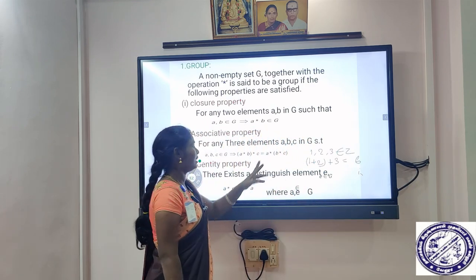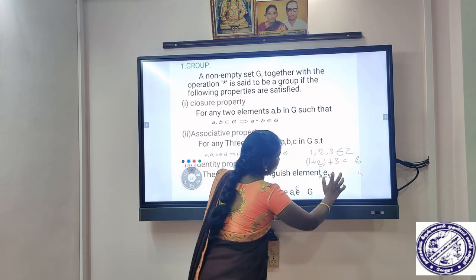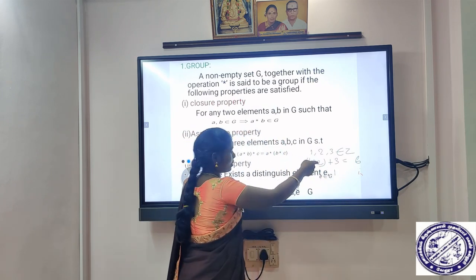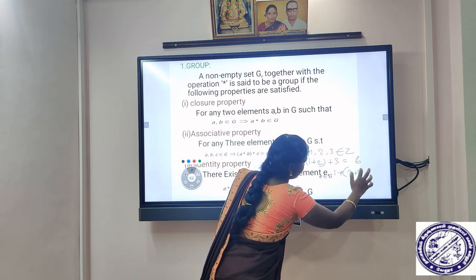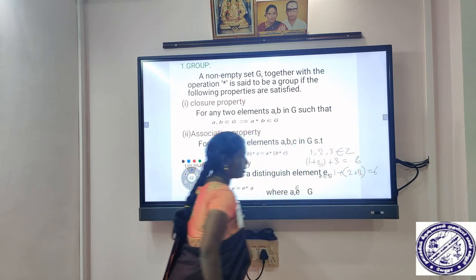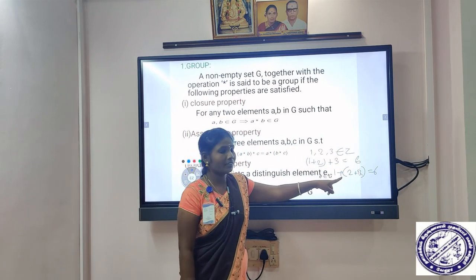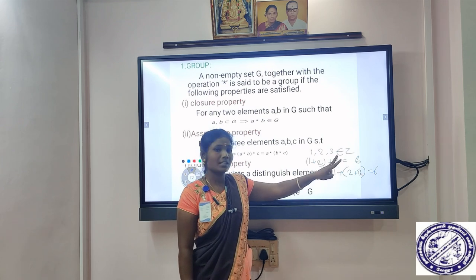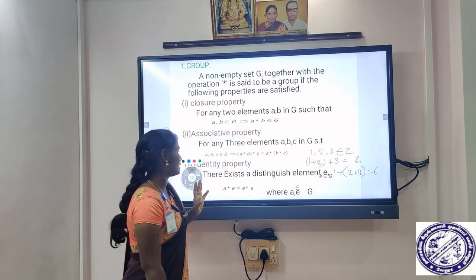Next, the left hand side condition: A star B star C. A value is equal to 1, so 1 plus 2 plus 3, this value is also equal to 6. So the right hand side value and the left hand side value are the same. So the associative property is also satisfied.